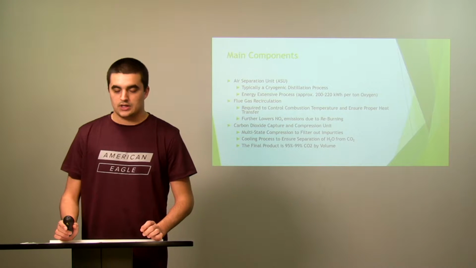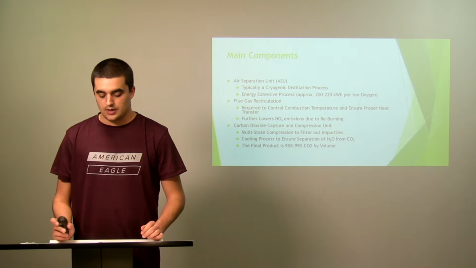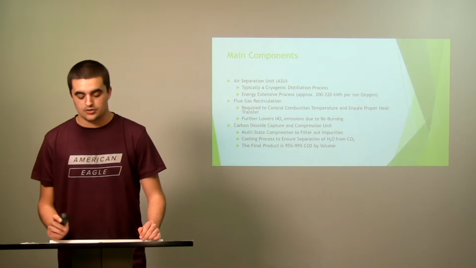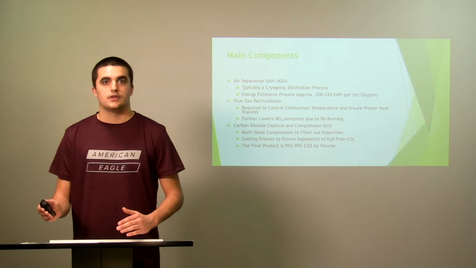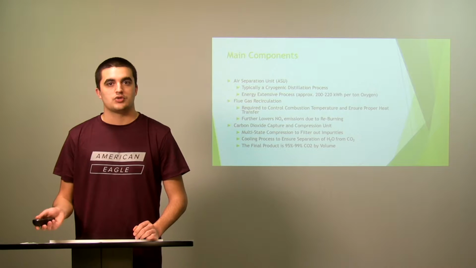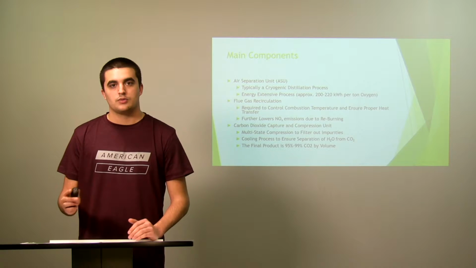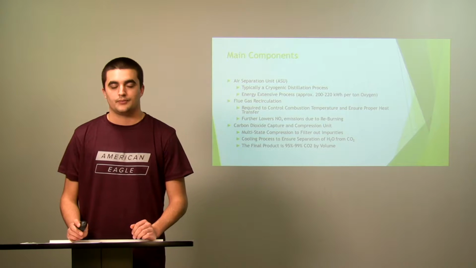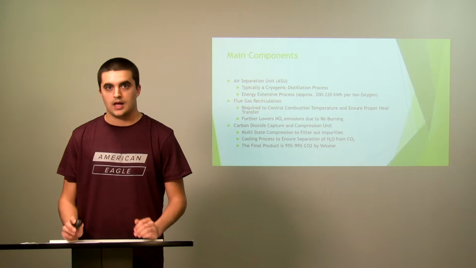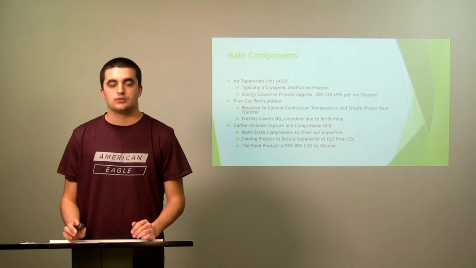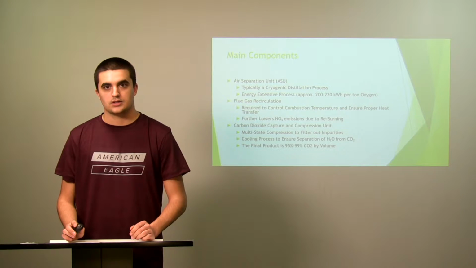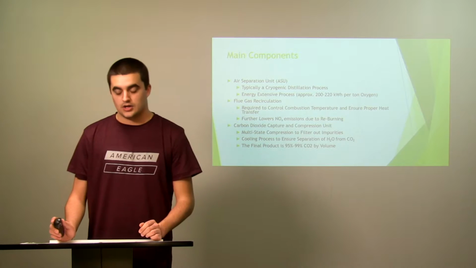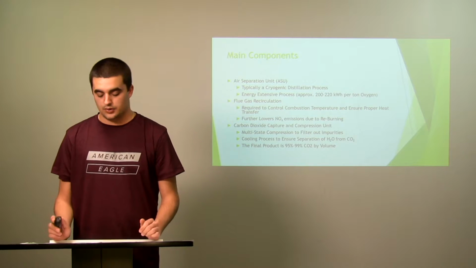Another component that is needed is flue gas recirculation. This is required to control the combustion temperature and ensure proper heat transfer, because of the change in volume from using conventional air to oxygen. As the volumes decrease, the temperature will increase, so we need to pump back the excess flue gas to regulate that and keep with our previous design specs of boiler systems. This also further lowers the NOx emissions due to reburning of the flue gas.